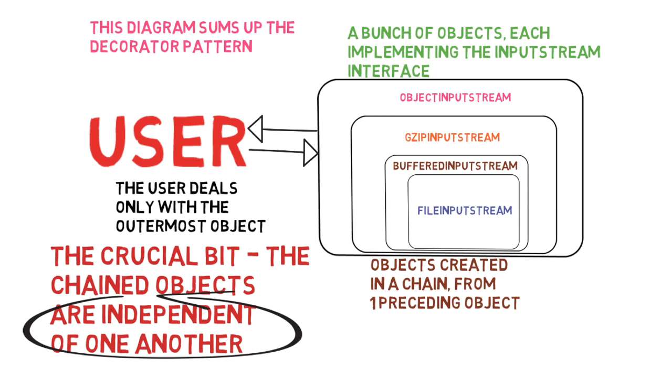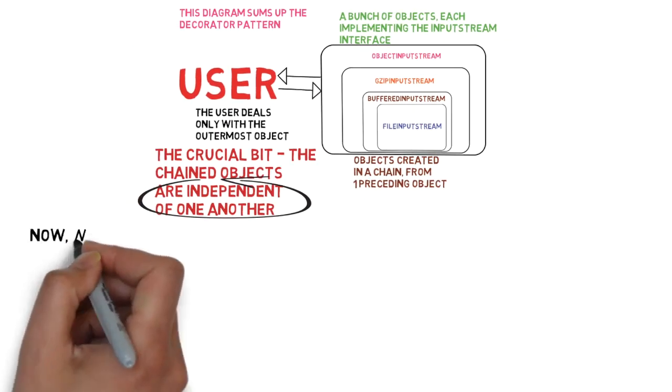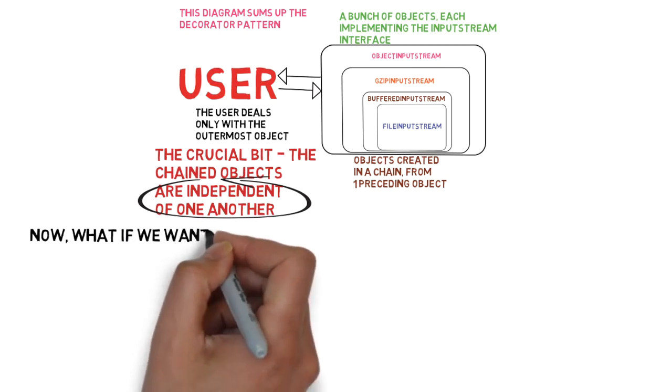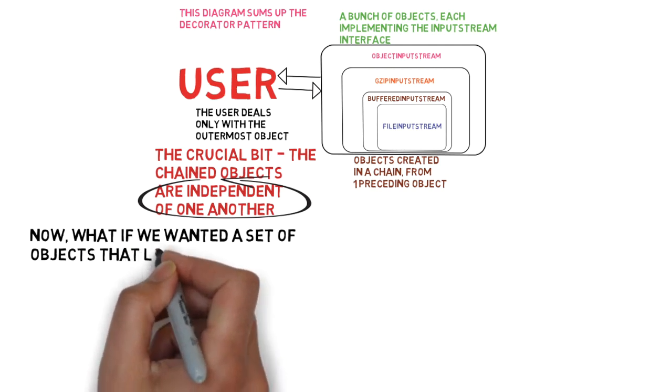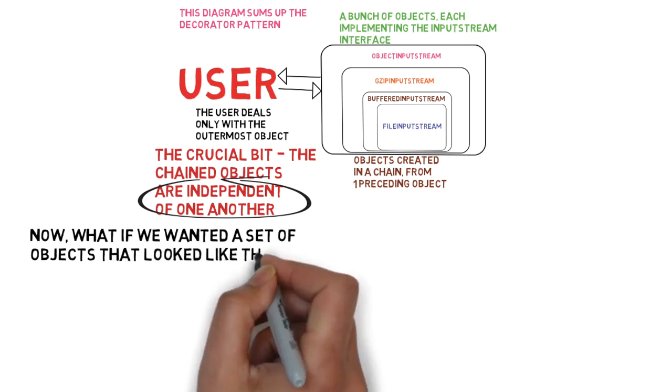This was the decorator pattern, where all objects within the pattern formed a nice, neat chain. At any point, you only need to deal with the head of this chain, and the remaining objects in the chain just decorated the one passed to it by themselves. The remaining objects dealt with themselves. Now, what if we wanted a set of objects whose relationship wasn't this nice chain relationship, but looked something like this?